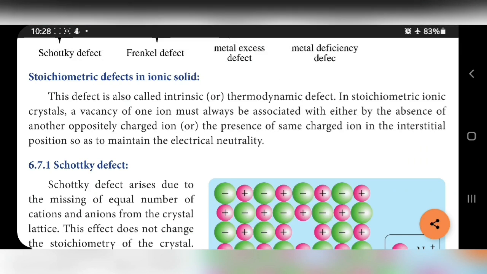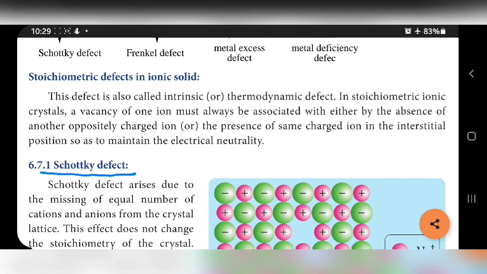Next heading, stoichiometric defects in ionic solids. Stoichiometric defect is further classified into two. One is Schottky, another one Frenkel. That topic only we are going to learn. This topic I will explain to you later, after finishing Schottky defects and Frenkel defects. After finishing, we can see this paragraph, then you can easily understand it.